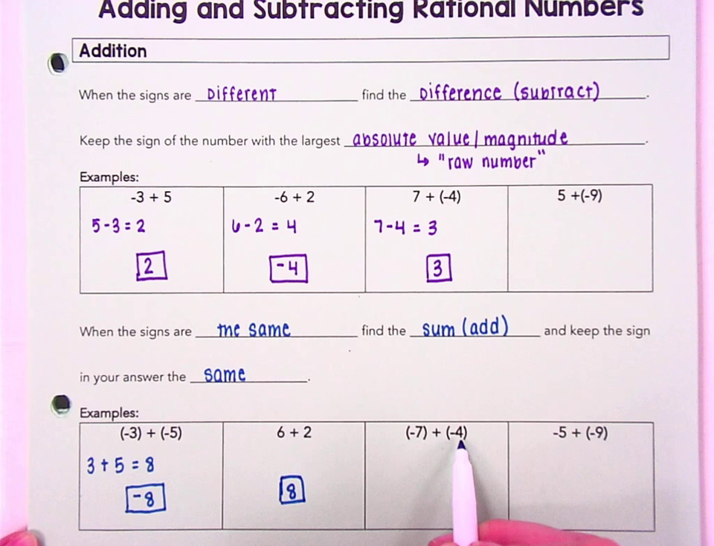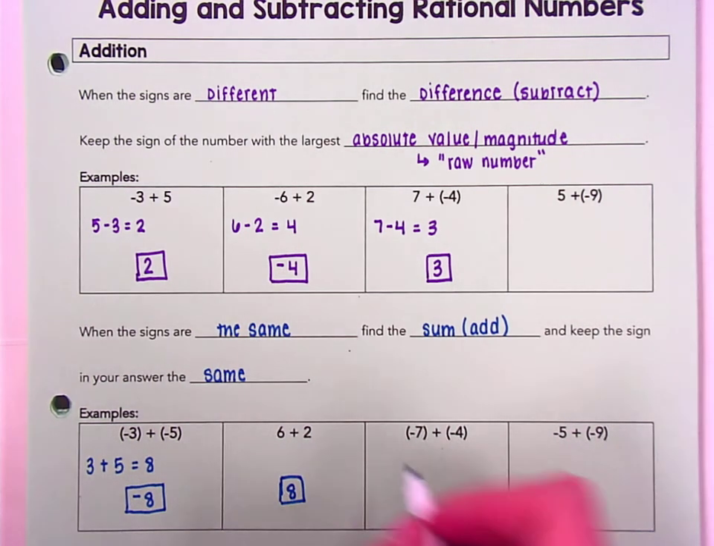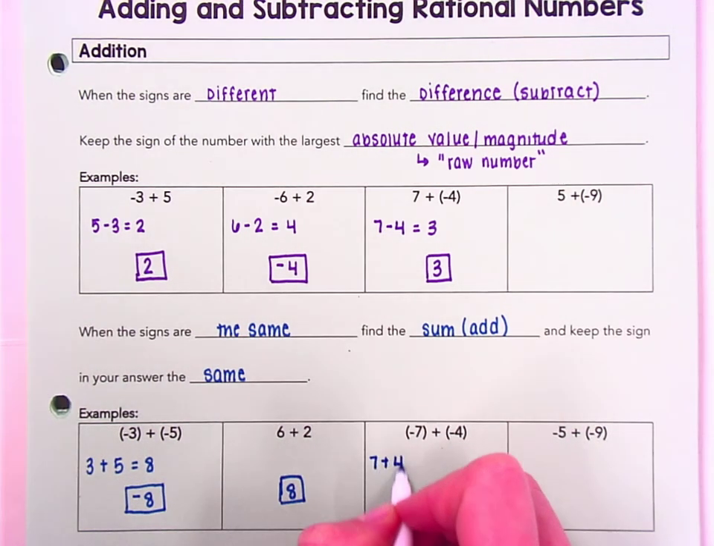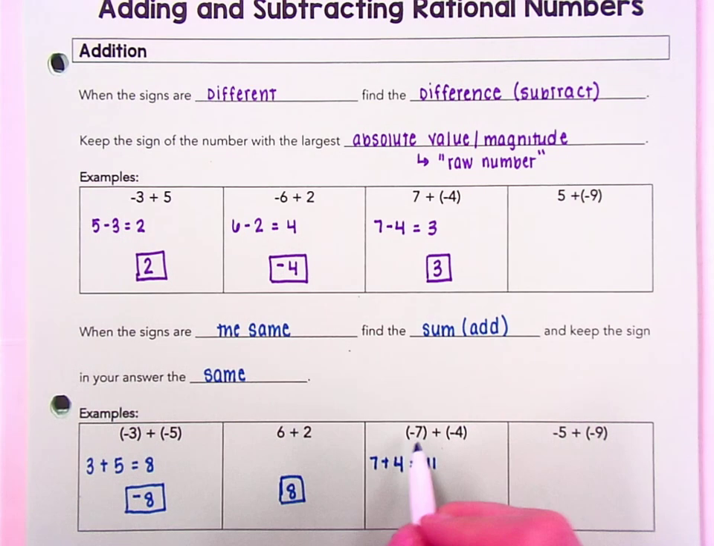Negative 7 plus negative 4. Again, the signs here are the same. Both are negative, so we'll find the sum, 7 plus 4, which is 11. And because both the numbers that I added together were negative, the sign in our answer will also be negative.